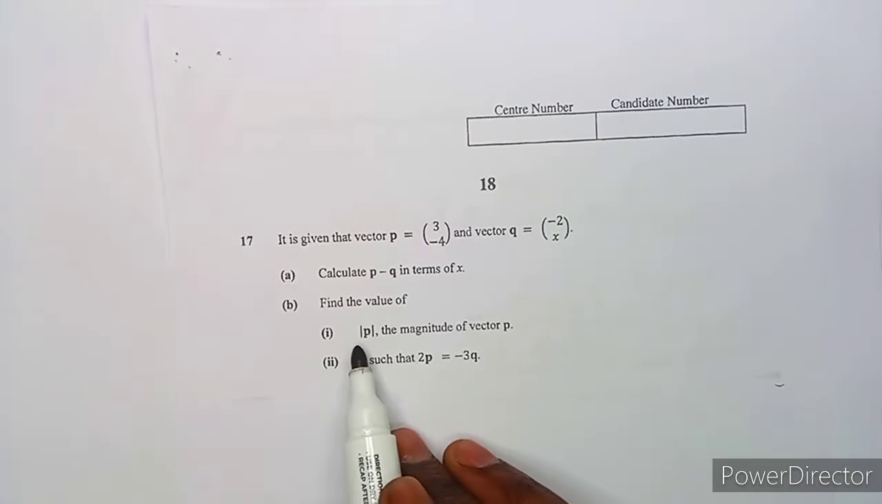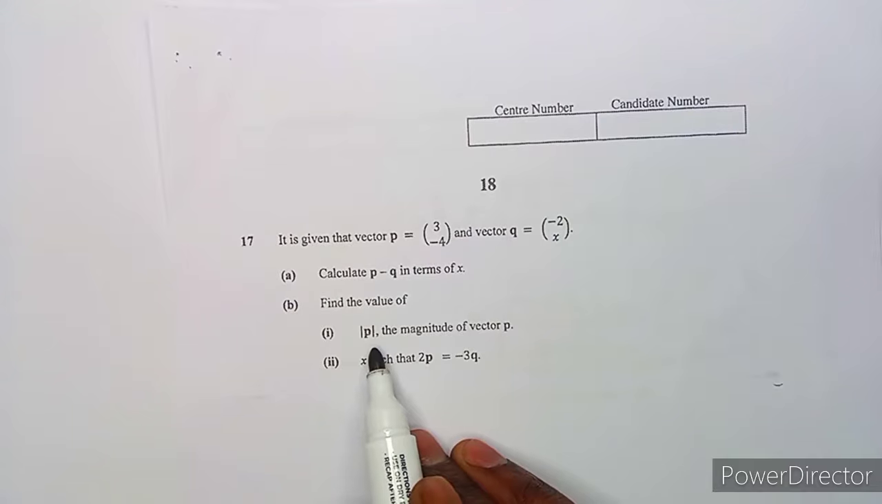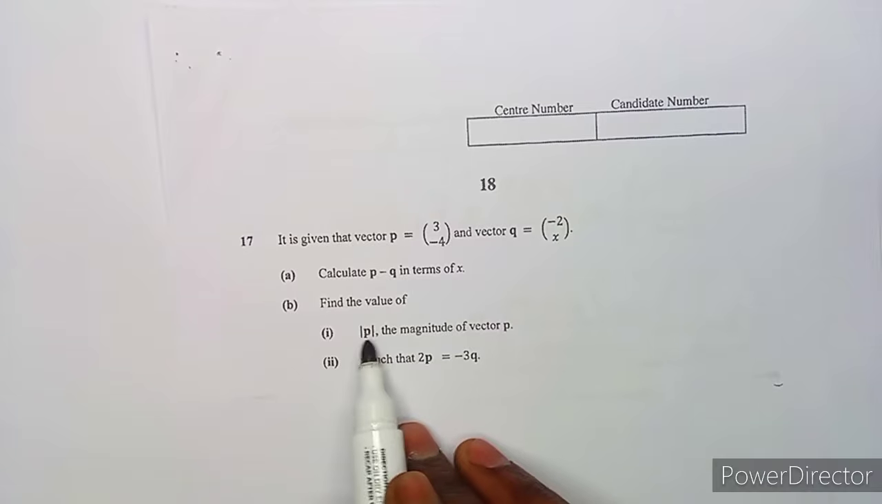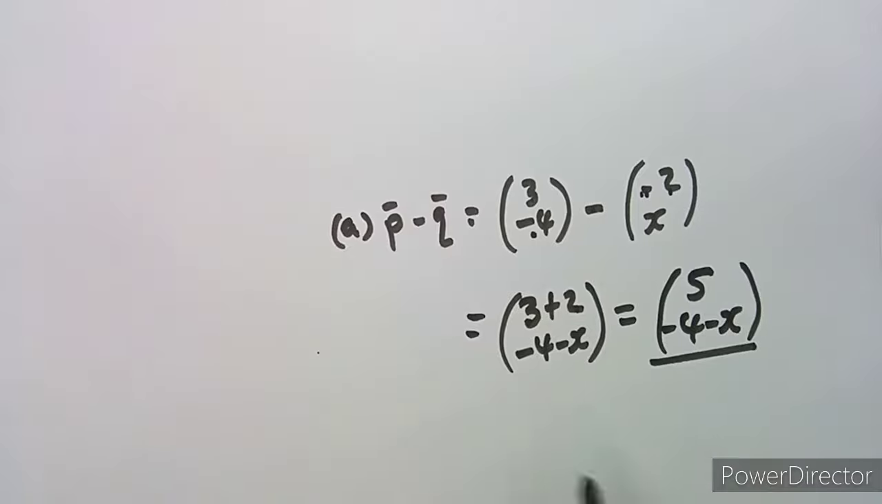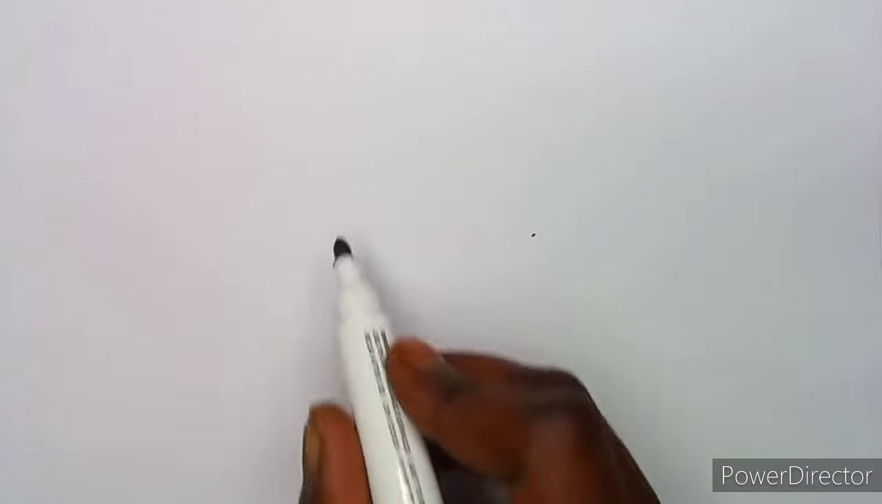All right, find the value of the magnitude of p. This means the magnitude of what? Of vector p. So remember, this is your p, and I told you guys, so this is another item, p item. This one we are done, guys. They just wanted us to write in terms of x, and we did that.